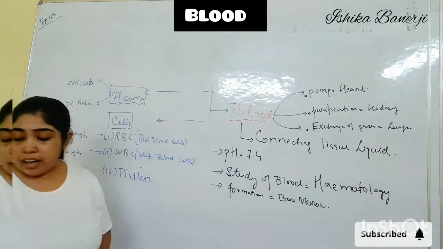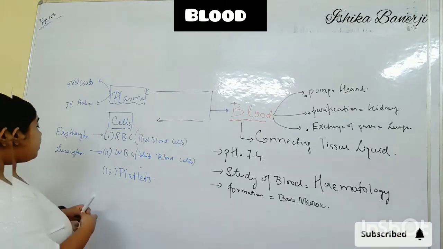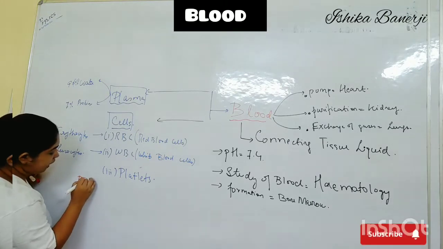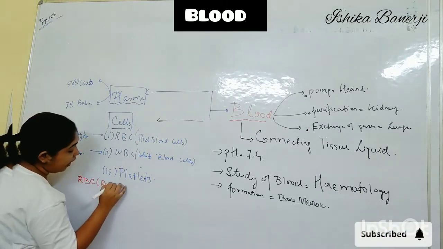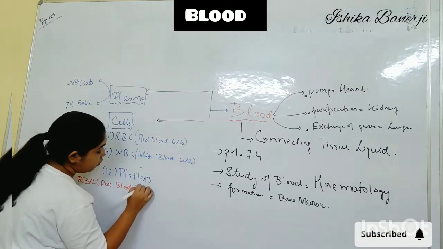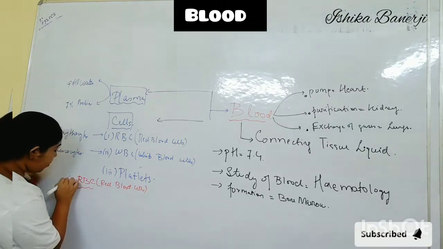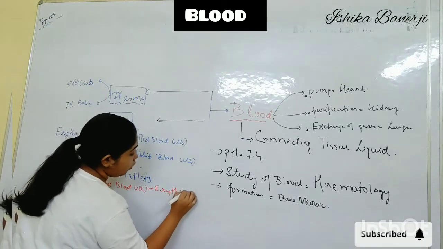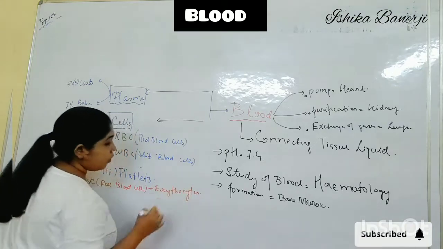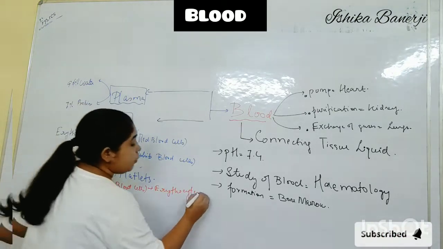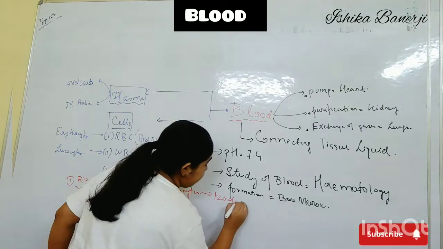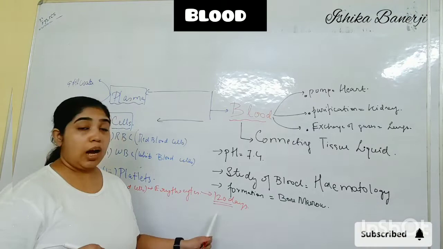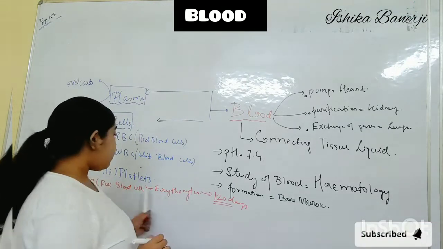Next, RBC. I already said that the RBC is known as red blood cells. Next, what we have to remember: it is also known as erythrocytes. Third thing to remember, the lifespan of this is 120 days. A very common question: 120 days is the duration for a red blood cell.